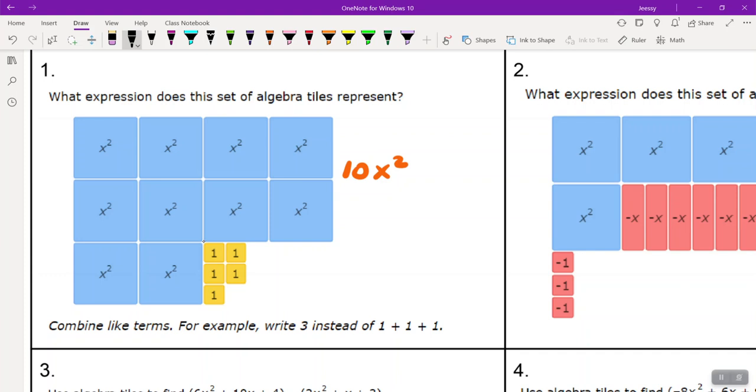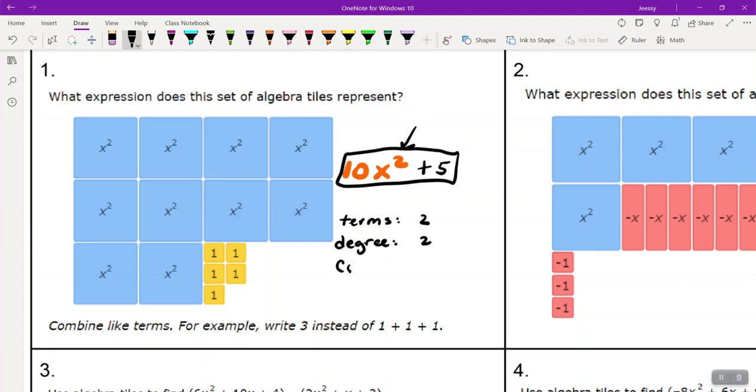And then over here, we have how many tiles of 1? So plus 5. All right, how many terms does this have? 2 terms, right? All right, what's the degree? The degree is 2, for the exponent. What's the constant? The constant is 5. Quick review, and how would I name this? Binomial. So it's a quadratic binomial.